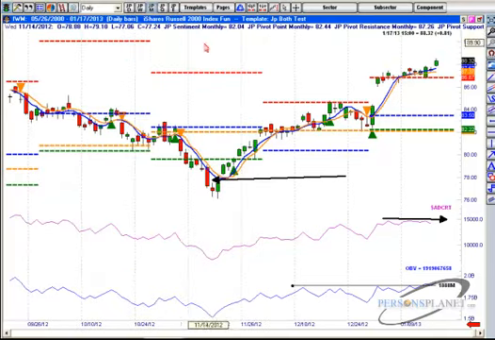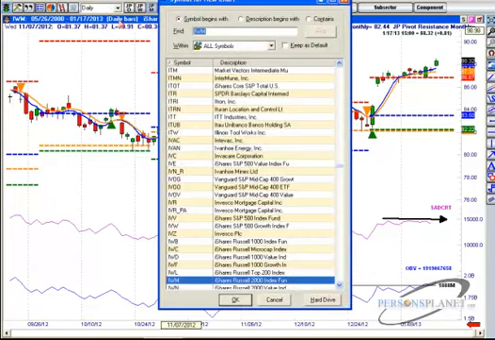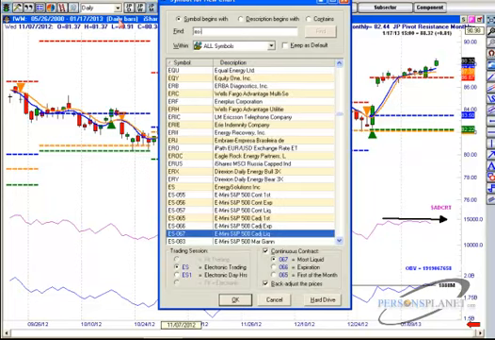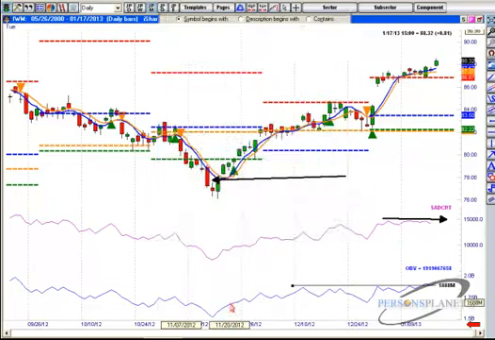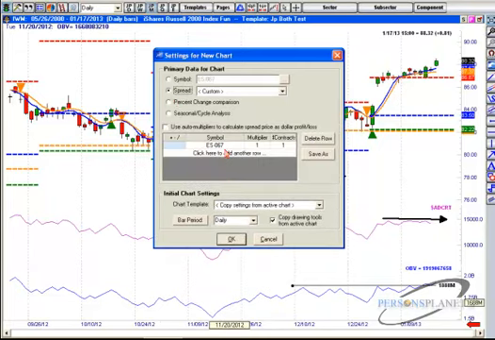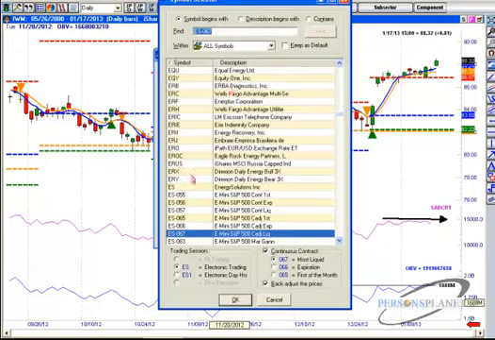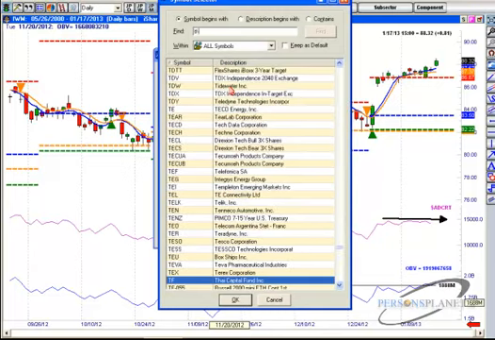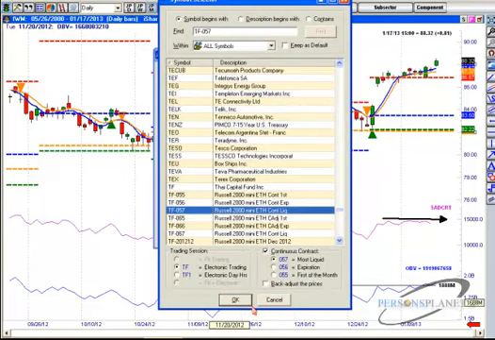All right, and I'm going to go over here and create a new chart. Let's take a look at the E-mini S&Ps. I'm going to hit OK. I'm going to hit a spread chart. I'm going to go minus, and I'm going to go TF, go for the Russell.